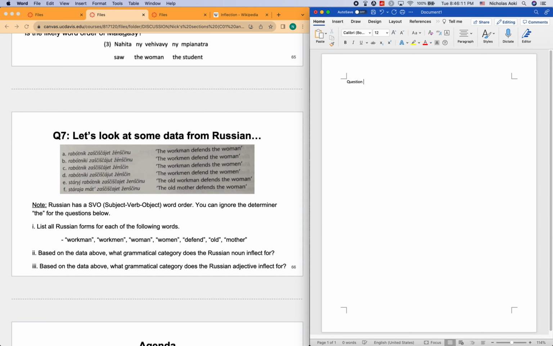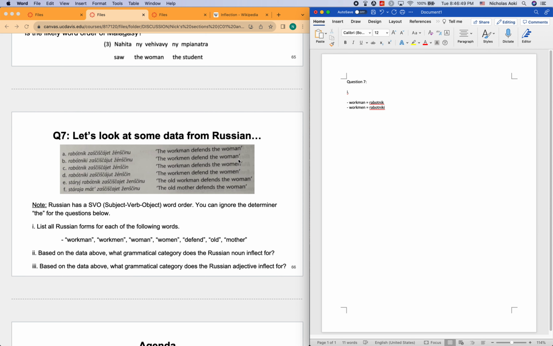So for question number 7, part 1, we have workman equals rabotnik. I'm going to type on the right-hand side, and I'm not going to bother with the accent marks, just to make things simpler. Then you basically do the same thing for all the other words. So workmen: sentences B and D have that word, and the word order is the same in the two languages, so it's the first word in Russian, rabotniki.